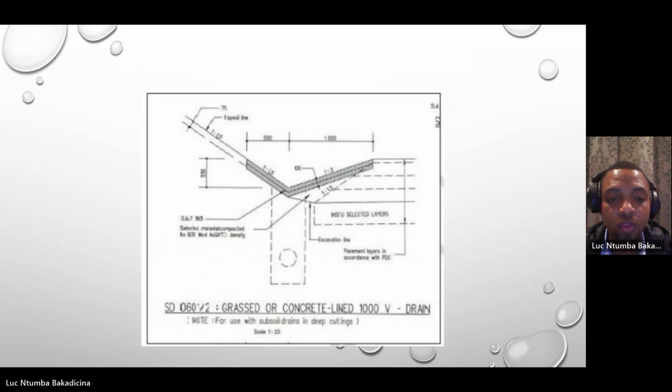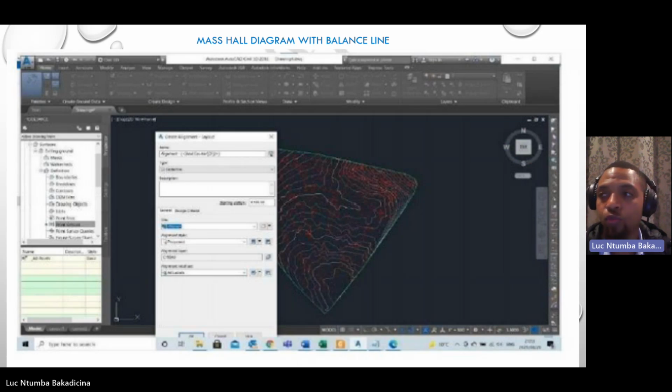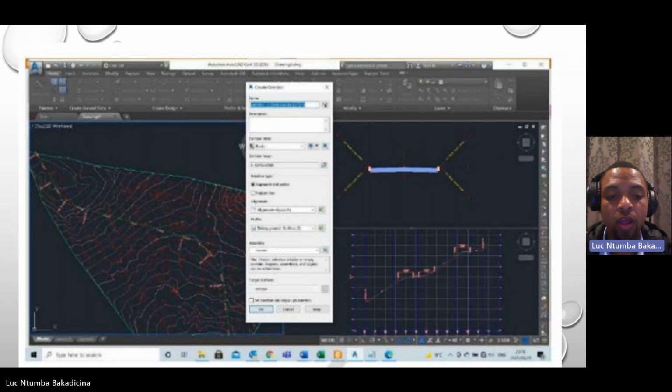We also realized that after our calculation we normally had to use V drainage, and after doing all calculations, as we had to do the drawings, we decided to use Civil 3D, which gave us a little bit of trouble because we had a problem moving certain information from Google Earth to Civil 3D, but in all, everything worked well.